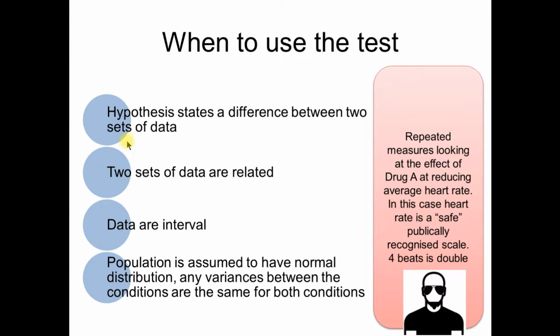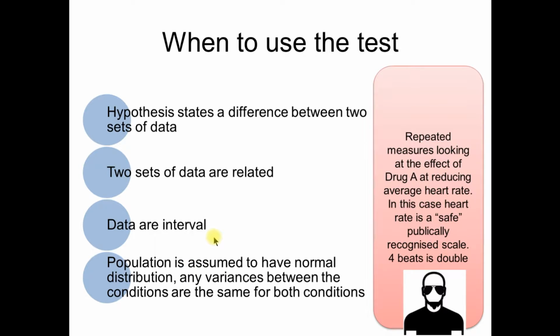If the hypothesis states a difference between two sets of data, if two sets of data are related, that means they're produced by repeated measures design. If the data can be treated at the interval level, and if the population is assumed to have a normal distribution and that any variance between the conditions are the same for both. Now we'll come back to what this sort of population distribution assumption means in a bit.